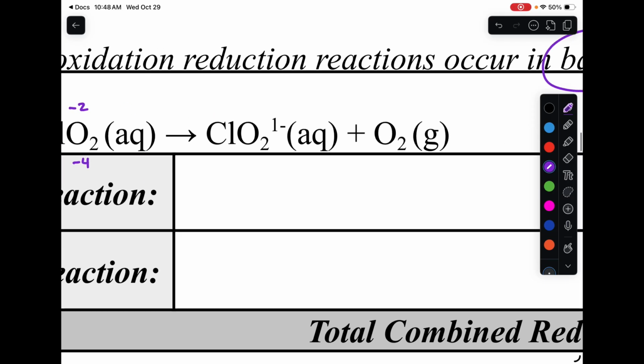On the product side, we have -2 again and a total of -4 from oxygen, but the total from this molecule needs to add up to -1. Therefore, this chlorine is a +3. And elemental oxygen is 0.